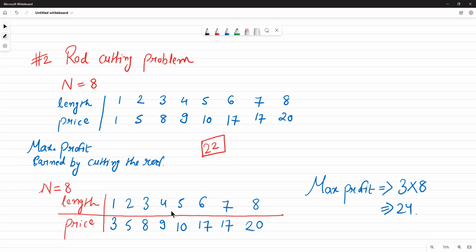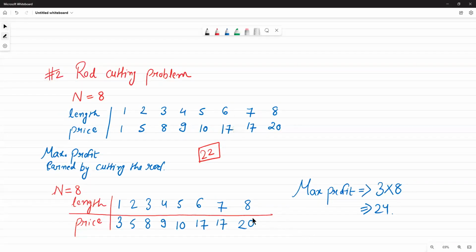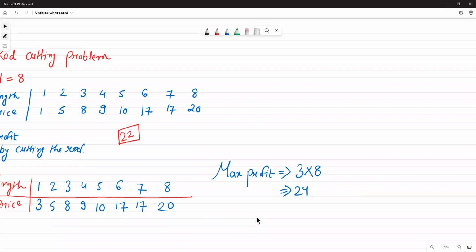Anyone having any doubts so far? Okay. So will you give it a try? These are all 1D DP problems, which include the optimal substructure. So try to give it a shot on your own. And if you are not able to do it, then we will obviously discuss this.